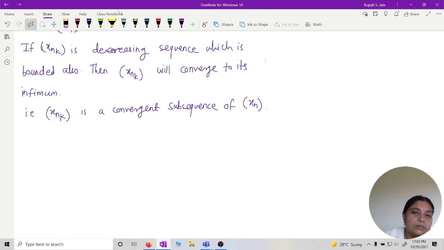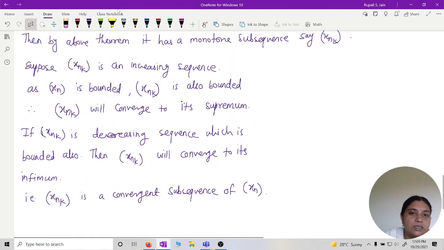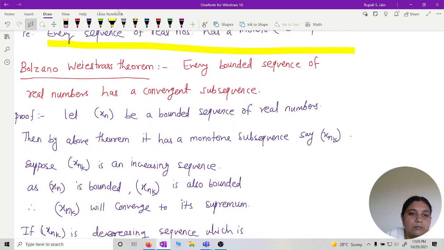If it has been asked for 5 marks, then this much is enough. Means you can directly say, by the above theorem, instead of the above theorem, you have to write the statement: since every sequence of real numbers has a monotone subsequence, there exists a monotone subsequence x_{n_k}. Suppose it is increasing. Okay, and then you can write these things. Is that okay?